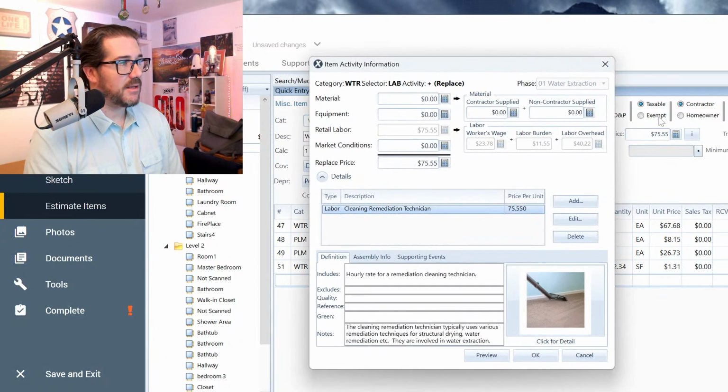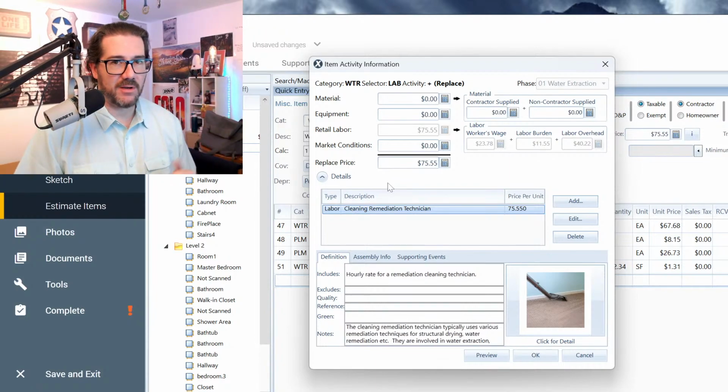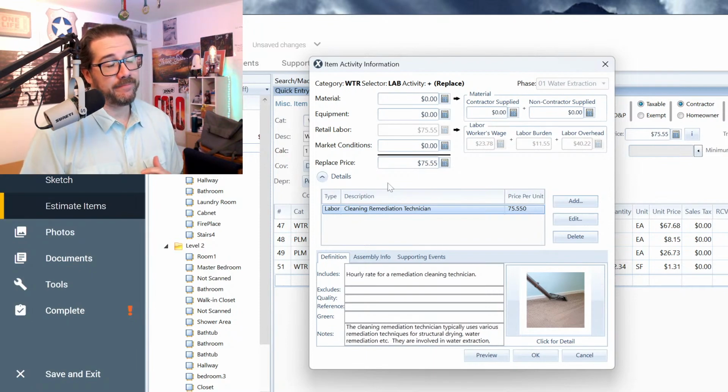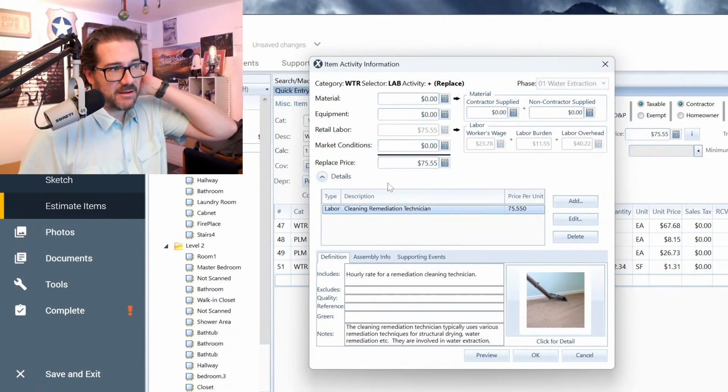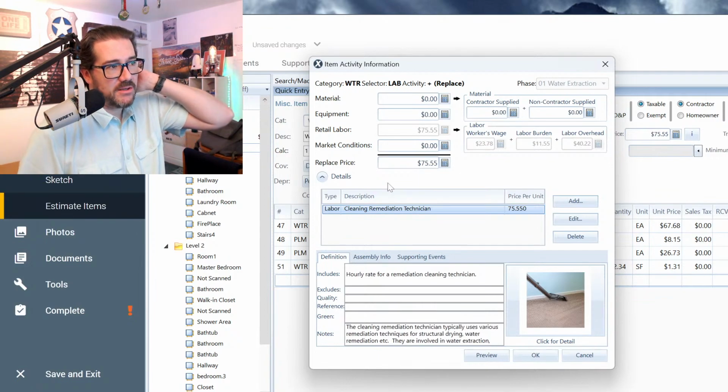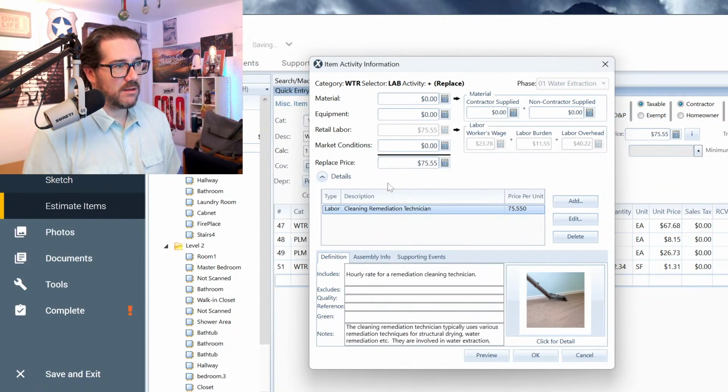So let's do the same thing. Hit the eye. We can see. So this is the pure labor. So $23.78 an hour is the wage. It depends on the market, but that's probably pretty close to what people are getting paid. The burden is another $11.55. But as you can see, the $40.22 is the labor overhead.